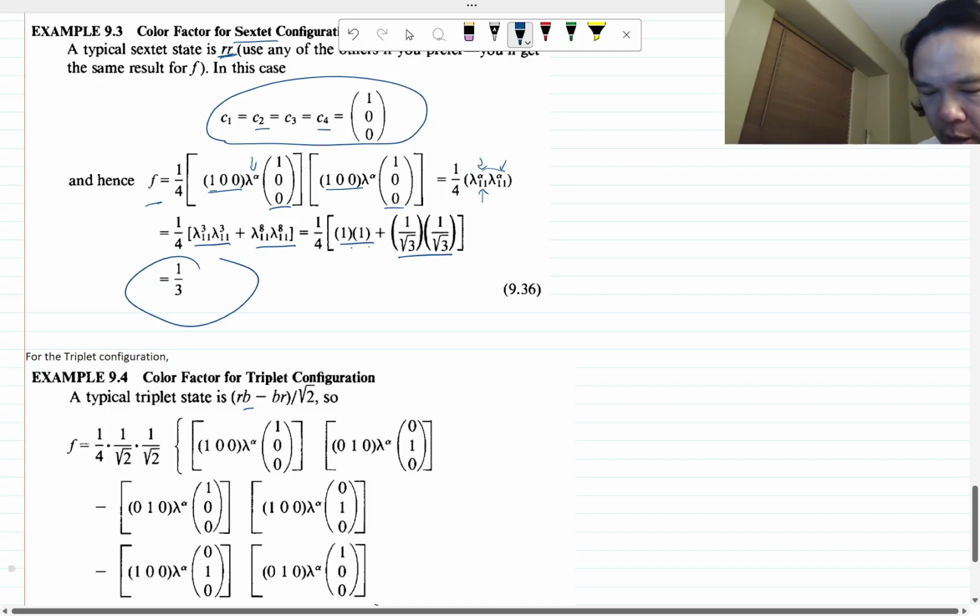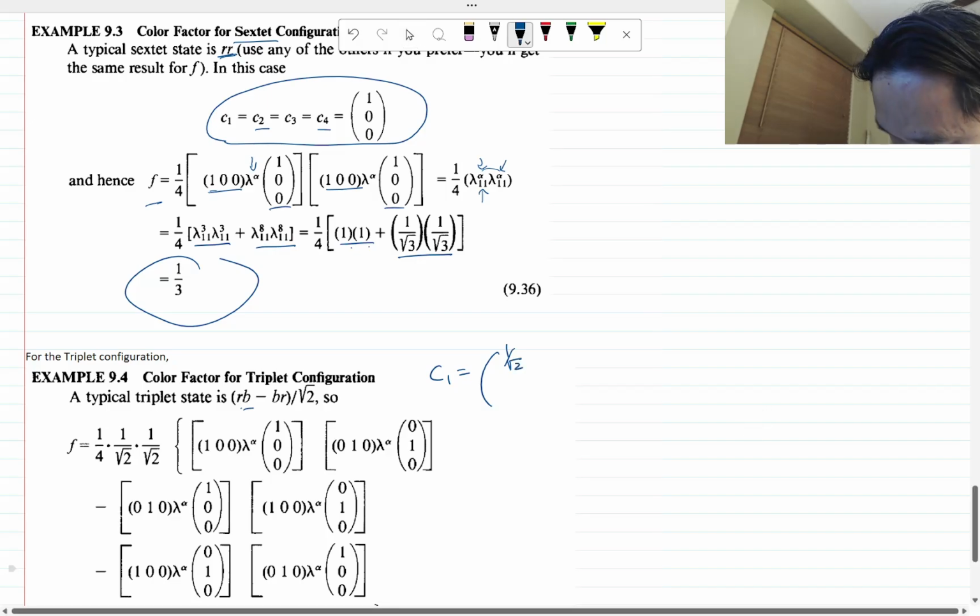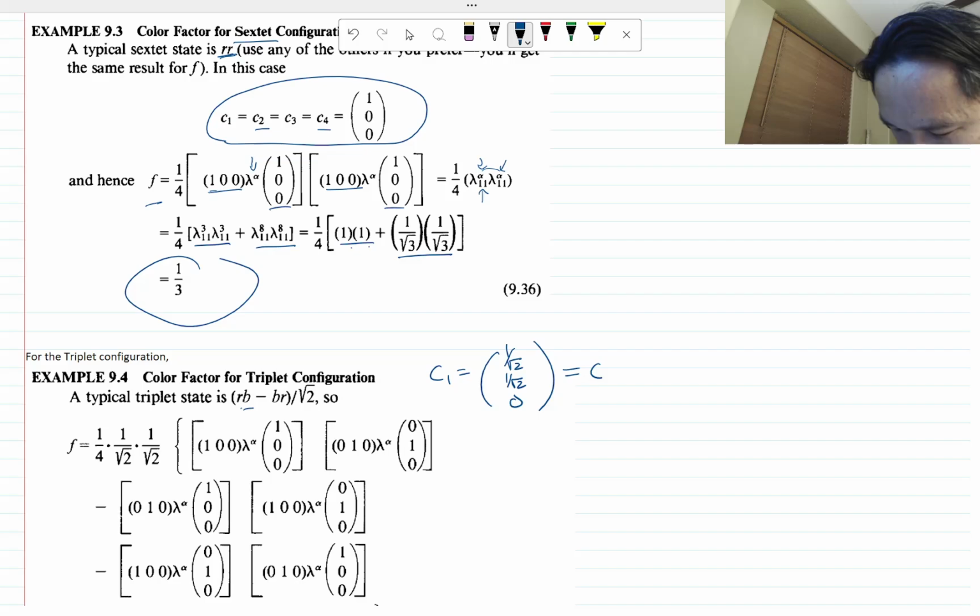Similarly, I'm going to define this C1. If this is the red, blue one, this will be 1 over square root 2 up top, 1 over square root 2 for the blue, and then 0 on the other part, and that's going to be the same as for C3. That's where these factors come from.